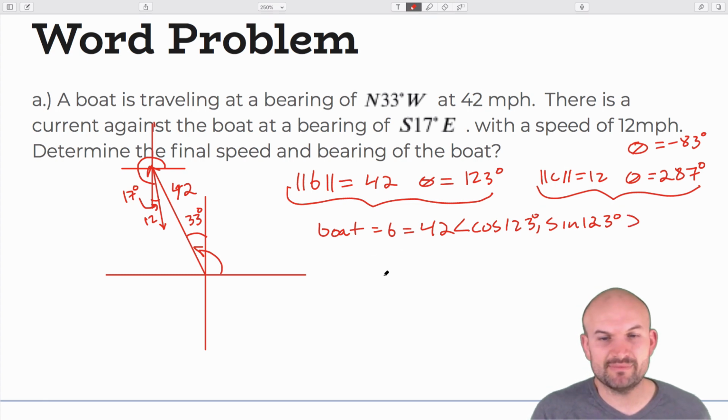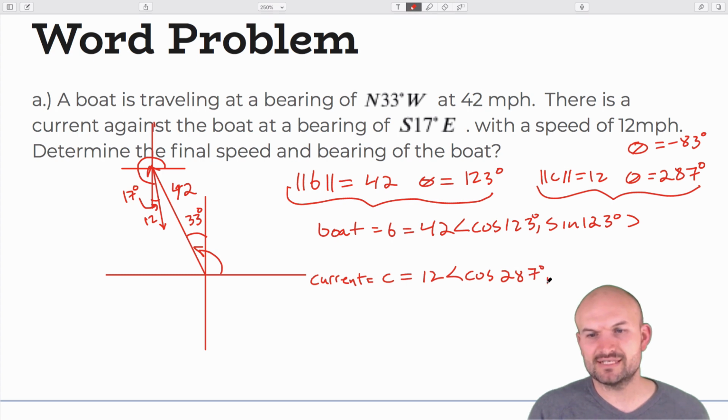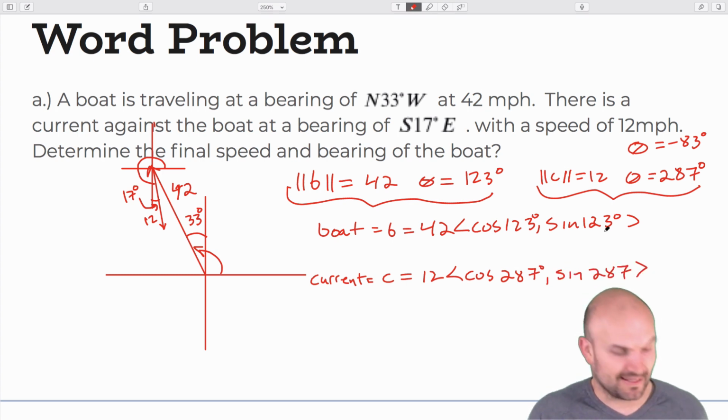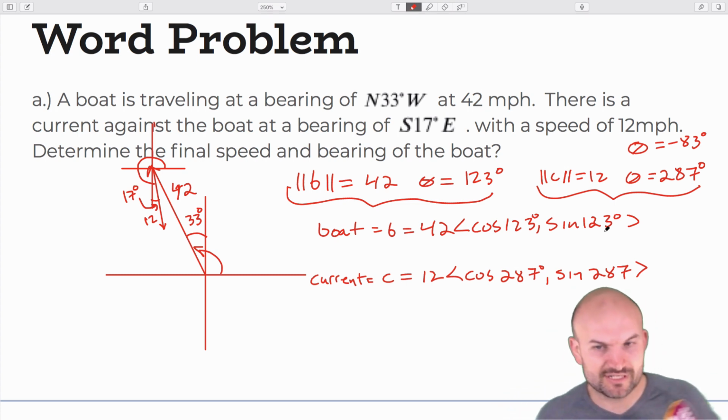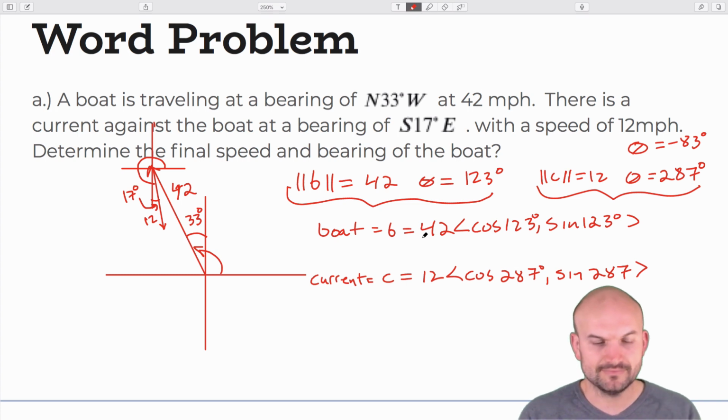And the current can be done in the exact same way. So the current can be written down as 12, the magnitude. Oops, I'm sorry, current. So it's going to be 12 times the cosine of 287 degrees, and 12 times the sine of 287. Now, I will say that none of these are going to be some nice numbers, so I am going to be storing these all in my calculator. So what I'll do is I'll show you how I stored them.